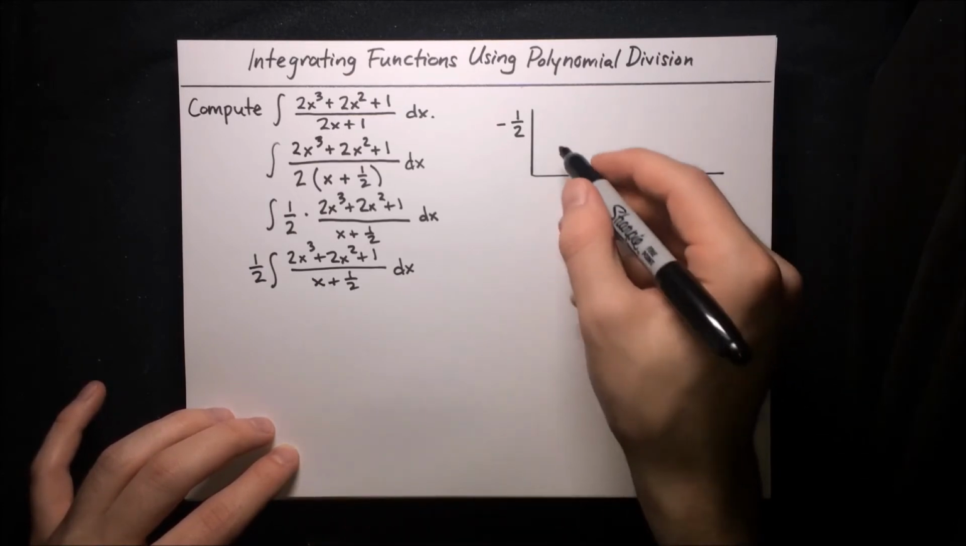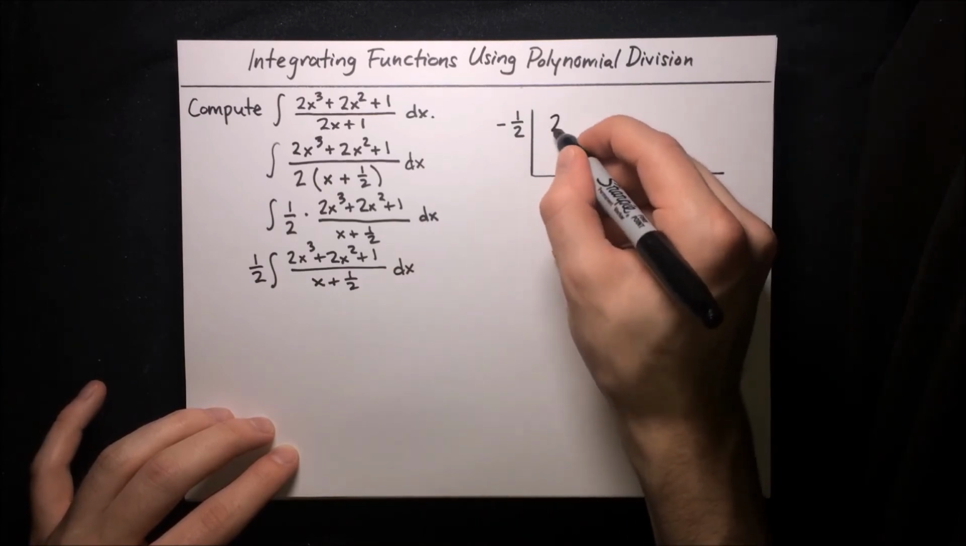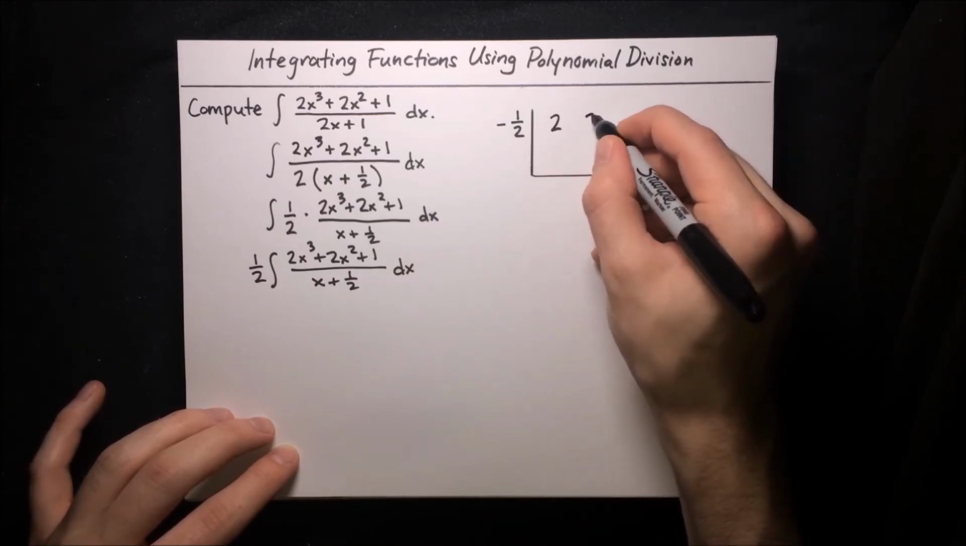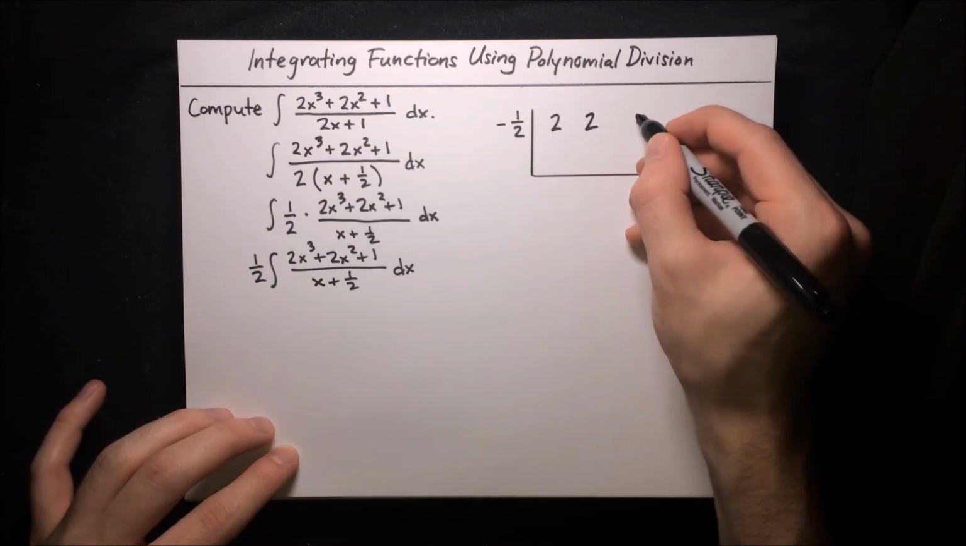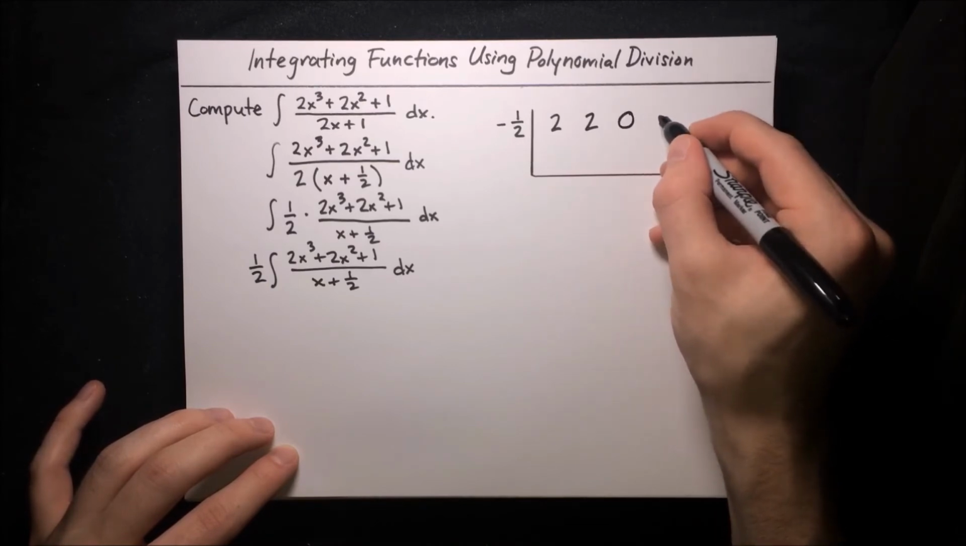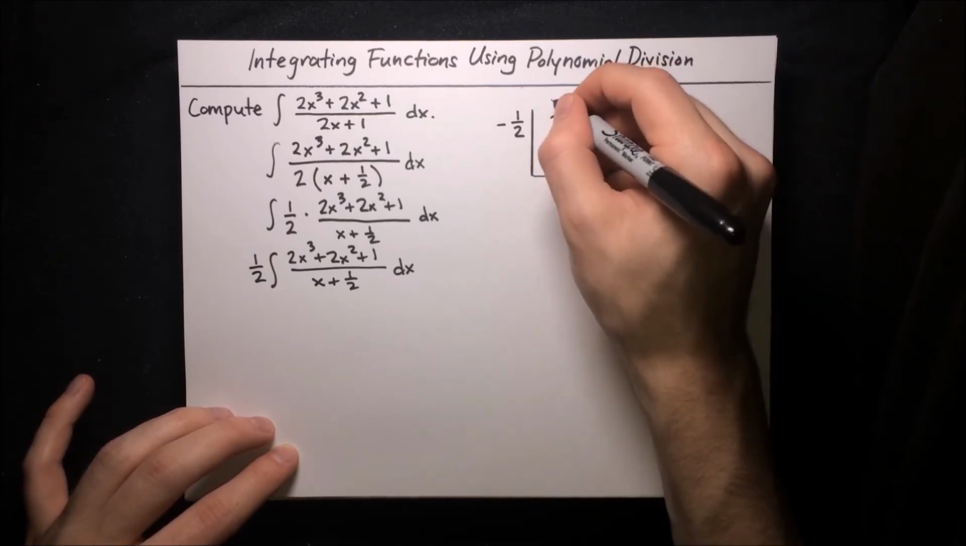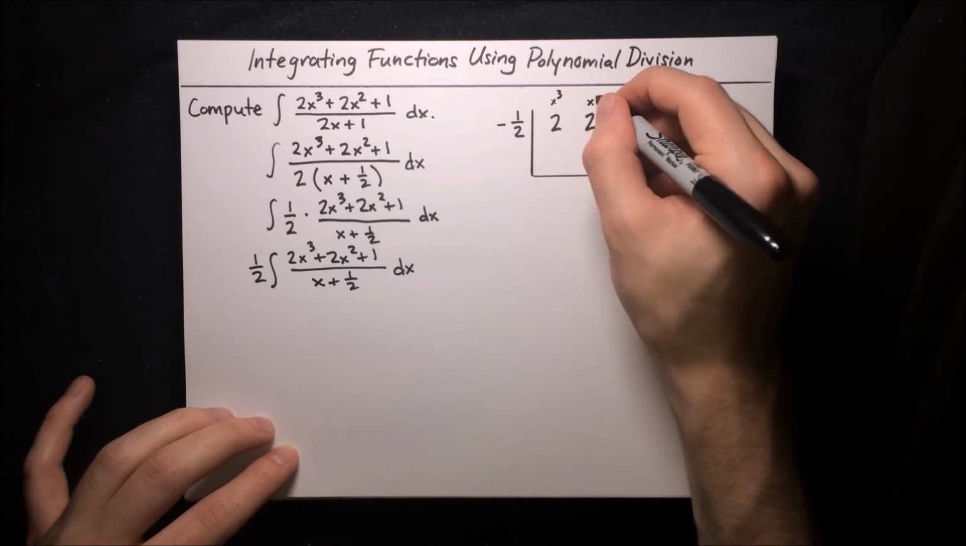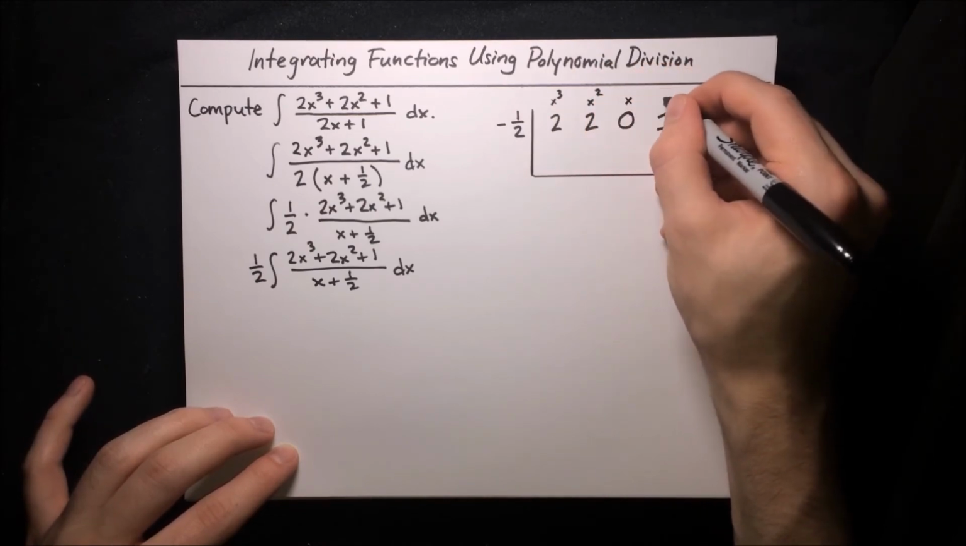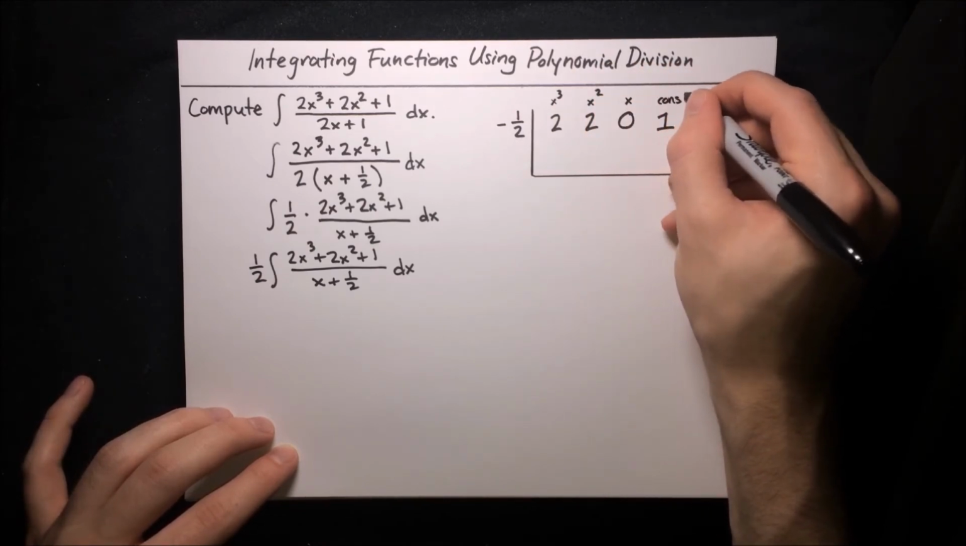So let's write this down. Coefficient of x cubed is 2. Coefficient of x squared is 2. Coefficient of x is 0 because that doesn't appear at all. And then the constant is 1. Just for clarity's sake, let's write the powers of x above. So x cubed, x squared, x, and constant.